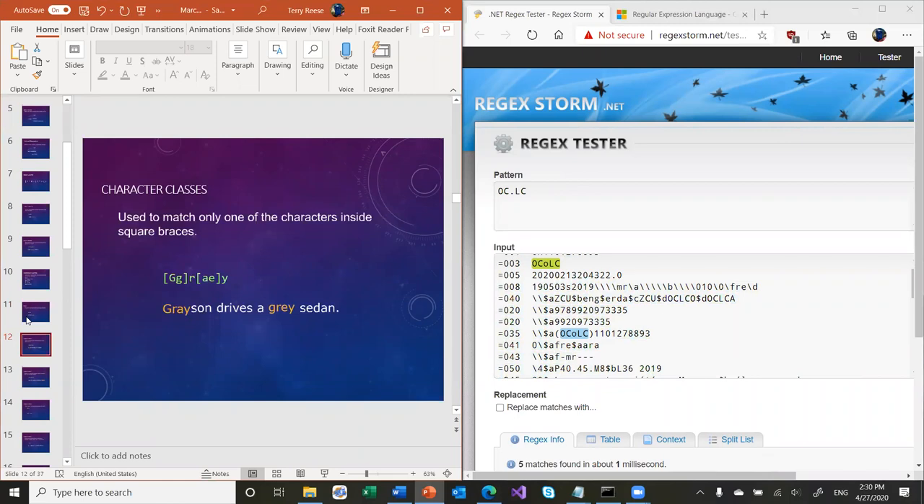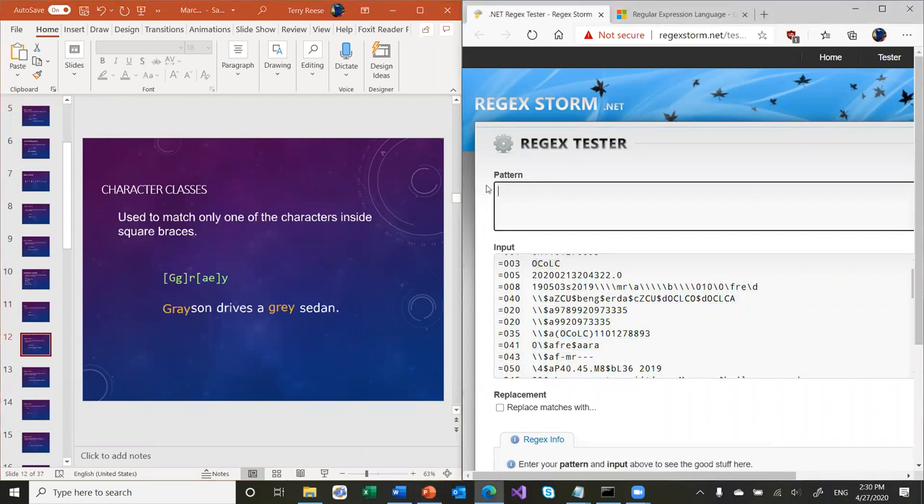We have character classes. That was what I showed a minute ago. That's where we can create groups of characters. Anything inside the brackets is considered characters that it's looking for. So we could say OC, bracket, O, lowercase O, bracket, LC. So that matches on both upper and lowercase O in the middle.